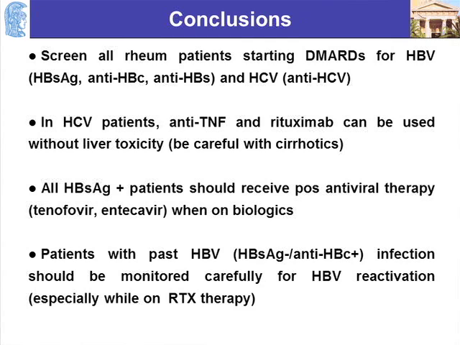Regarding hepatitis B virus, everybody who's surface antigen positive should receive antiviral therapy before biologics. And there is a lot of discussion about patients with past HBV infection. I think the risk is very low with anti-TNFs. We don't know, as I said before, about the other biologics. We should be more careful with rituximab, although we do not have enough data in rheumatic patients. And in these patients, you have to follow carefully the ALT and the surface antigen.